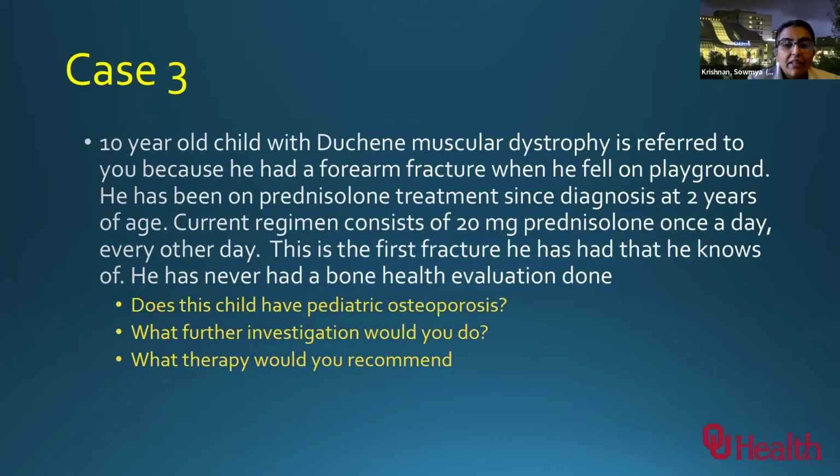Case 3 is a 10-year-old child with Duchenne muscular dystrophy who is referred to you because he had a forearm fracture when he fell on the playground. He has been on prednisolone treatment since diagnosis at 2 years of age. Current regimen consists of 20 milligrams prednisolone once a day, every other day. This is the first fracture he has had that he knows of, and he has never had a bone health evaluation done in the past.